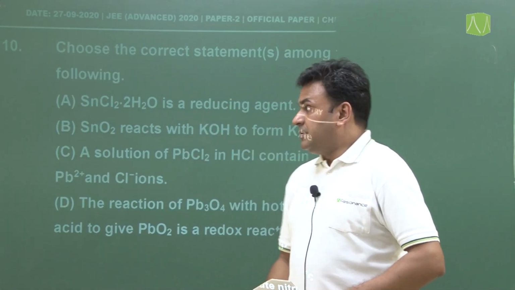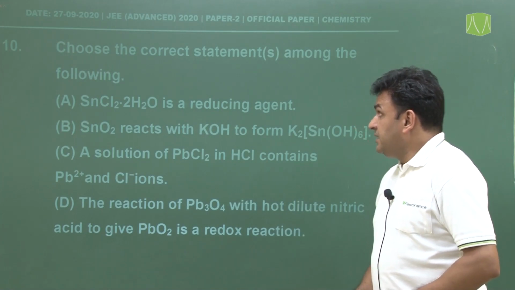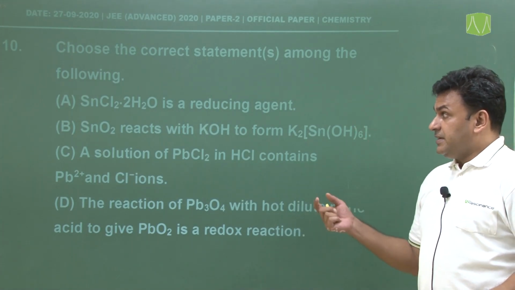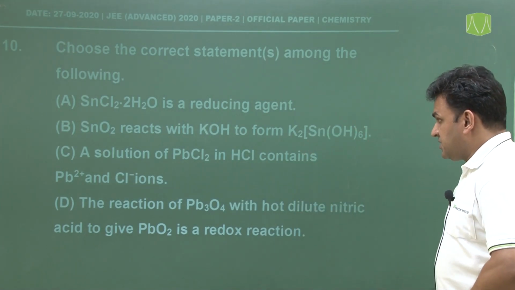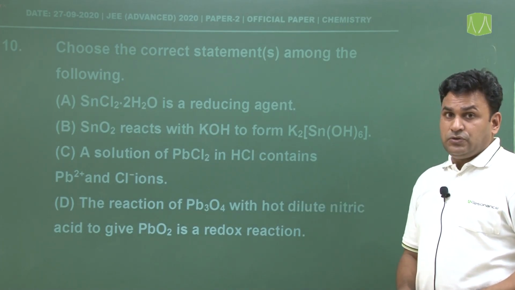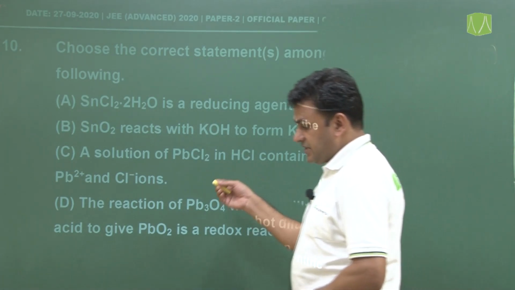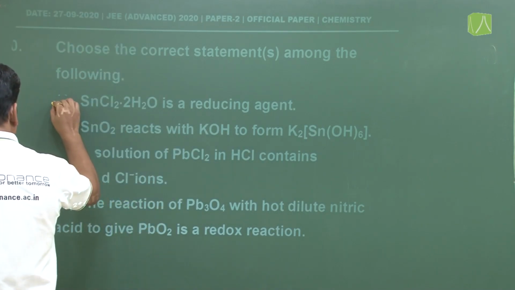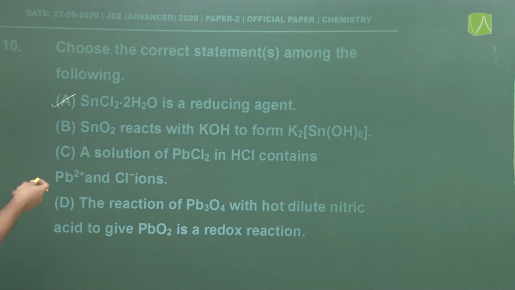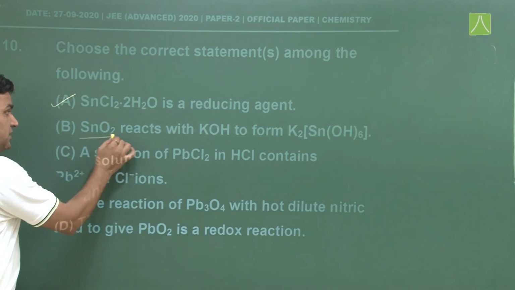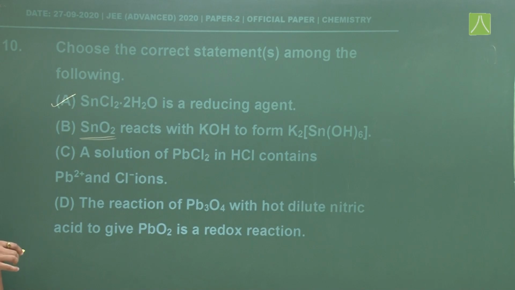Next question is from inorganic chemistry. Choose the correct statements among the following. SnCl2 is a good reducing agent. That's correct. SnCl2 is very commonly used as a reducing agent in inorganic reactions. SnO2 reacts with KOH to form K2Sn(OH)6. That shows the amphoteric nature of SnO2. So SnO2 is going to be amphoteric in nature.